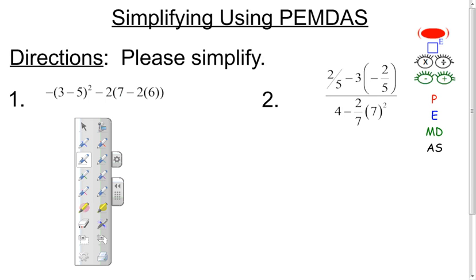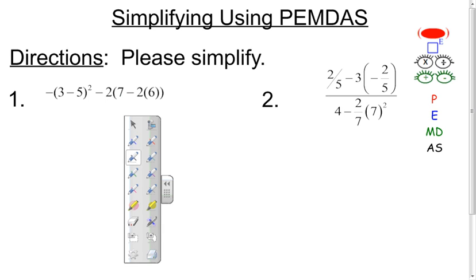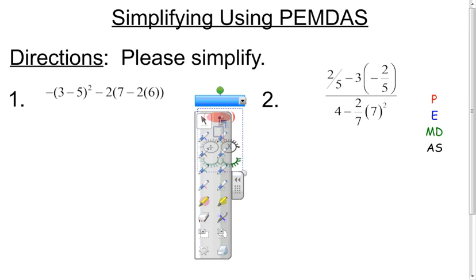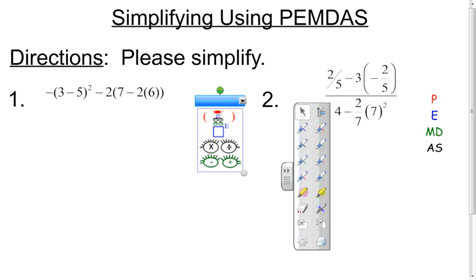And we will take a look at simplifying these expressions. Number one, I'll read it: the opposite of the quantity 3 minus 5 to the power of 2, minus 2 times the quantity 7 minus 2 times 6. As I go through this idea of PEMDAS again, I'll just bring this organizer over here temporarily so we can refer to it. It's a small version of it, but you get the idea.